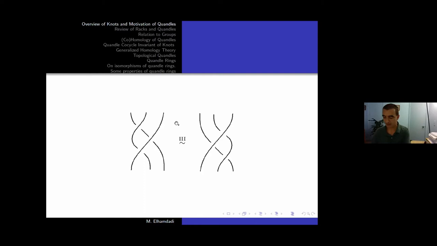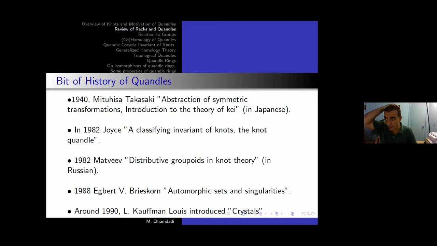Okay, now I'm going to talk a little bit about the history of quandles, just a brief history. Obviously, they appeared even before 1940, but we will not go that far. Around 1940, the Japanese mathematician Mituhisa Takasaki introduced the notion of Kei. In modern language, we would call it an involutive quandle. It's a quandle with a binary operation such that right multiplication is an involution. Basically, the inverse of right multiplication is the same, which means you're studying unoriented knots, so there's no positive or negative crossing. His paper was called Abstraction of Symmetric Transformation.